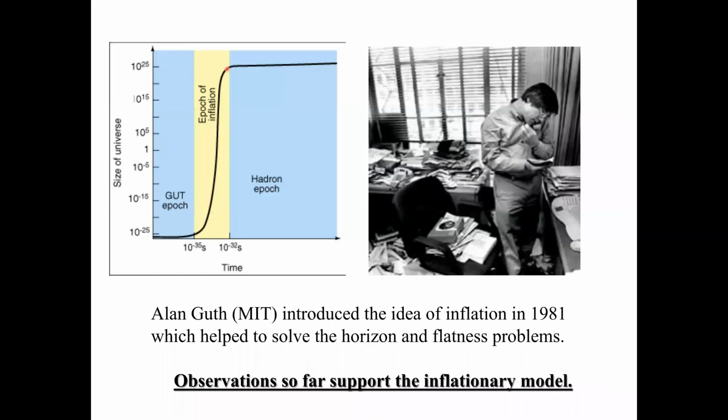This region right here, we call the GUT epoch, also called the Grand Unification Theory. We know that there are four basic forces in the universe: electromagnetic force, weak force, gravitational force, and so on. But at the very beginning of the universe, all these forces were unified together. After some time, they started to break down into different forces: the weak force, electromagnetic force, gravitational force, and so on. That's what it means.